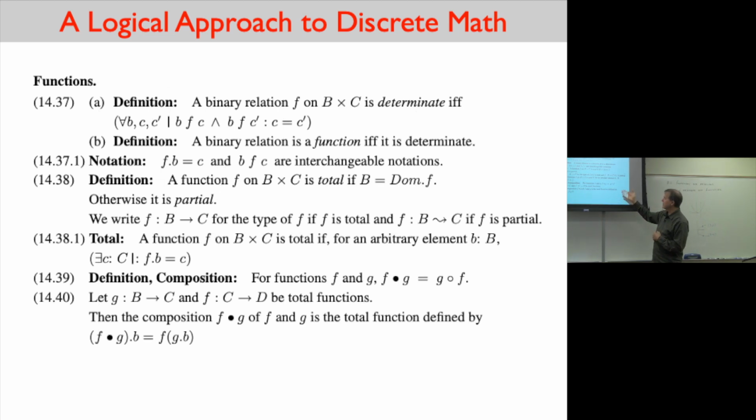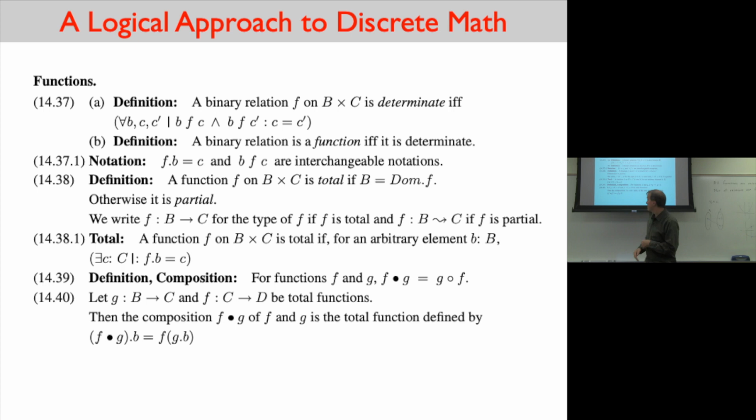So let's go back and see what that is mathematically. It says a function f on B cross C is total if what? B, this big B, equals the what? The domain of f. Okay, and we already know what the domain is. Otherwise, it's partial. And we're not going to use this squiggly notation very much. But we will use this first one. We write f colon B arrow C for the type of f if f is total. And if it's partial, we're not going to do much with partials.